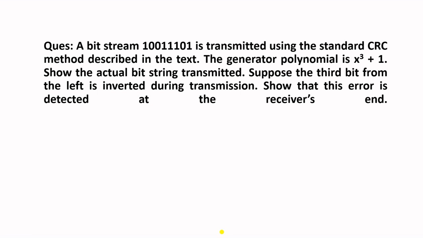So after division, we find the actual bit string transmitted, and it is also asked in the question, during transmission suppose the third bit from the left is inverted. Inverted means if it is 0 in the data, it will be 1 during transmission, and if it is 1, then it will be 0. This will be changed during the transmission so that this error is detected at the receiver's end. So on purpose an error is generated in the data and it should be reflected at the receiver's end. It is asked in the question.